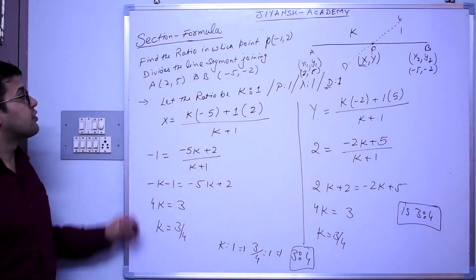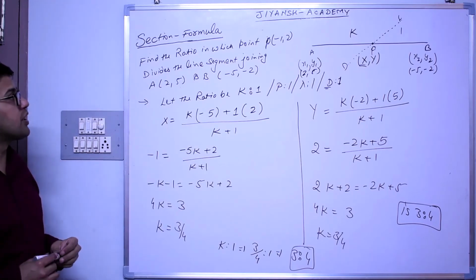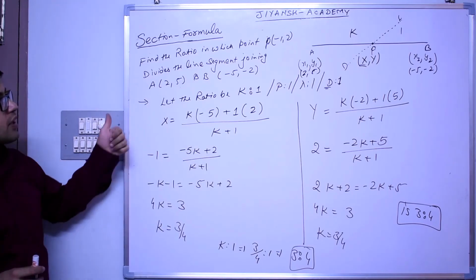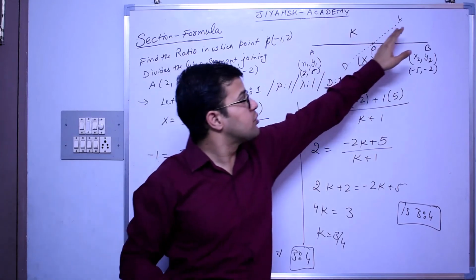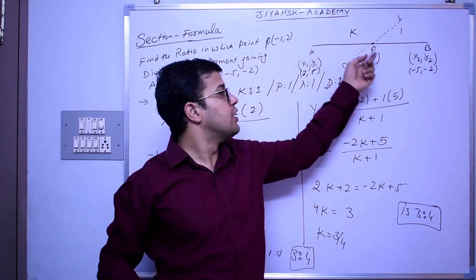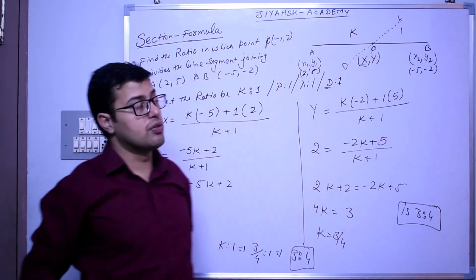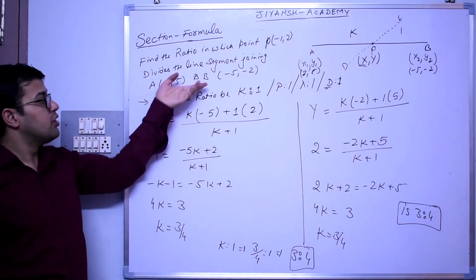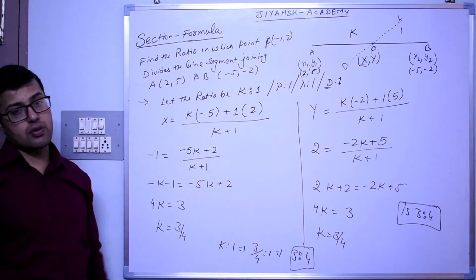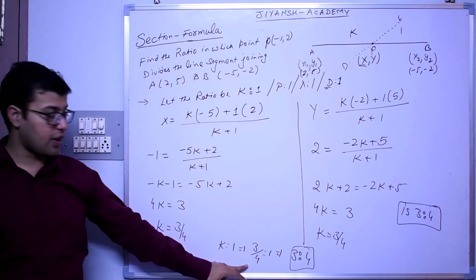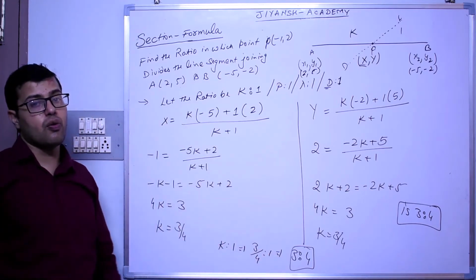Right. So this is how you will proceed with the section formula when in first case a ratio is given, you have to find out the coordinate of this. Second case, the coordinate of this point is given, you have to find out the ratio. And whenever you have to find out the ratio, you will take it as some variable with respect to 1. So that even if it comes in fraction, the original ratio is in the whole numbers.